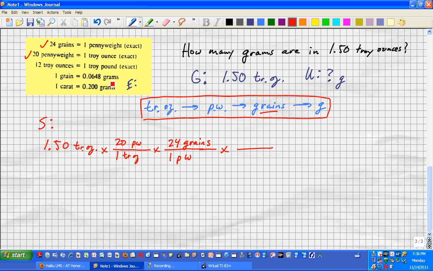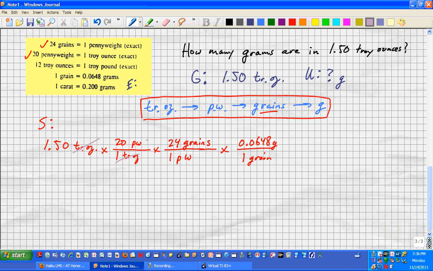So I go ahead and I go down here. I've got 1 grain on the bottom. And I've got 0.0648 grams on the top. Now let's double check these units and make sure they canceled out right.